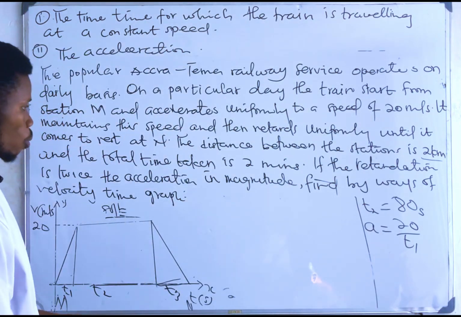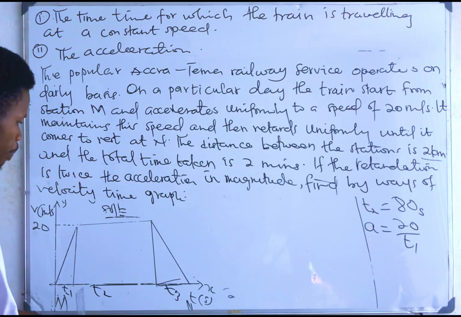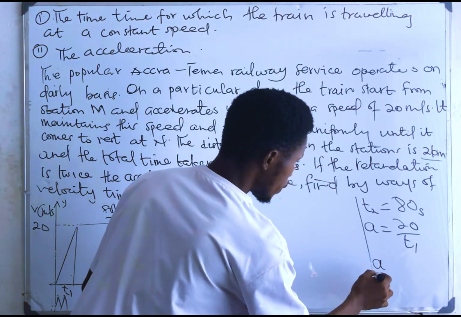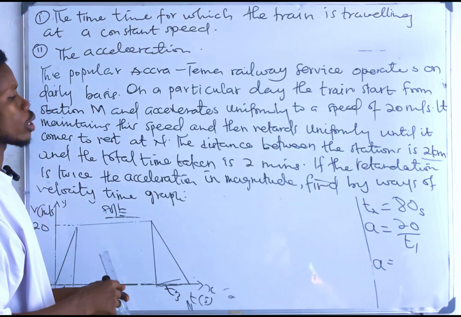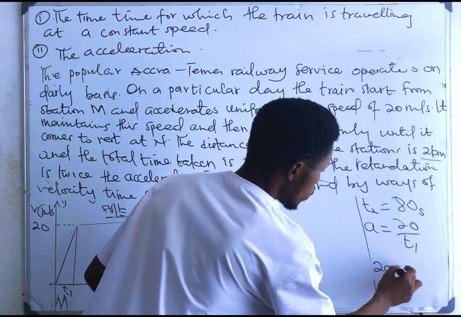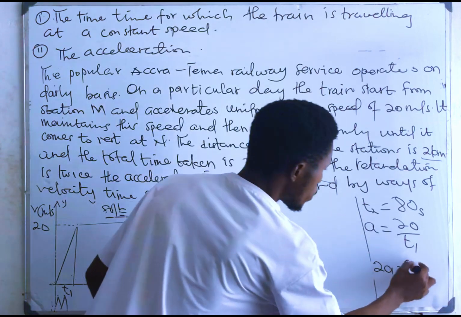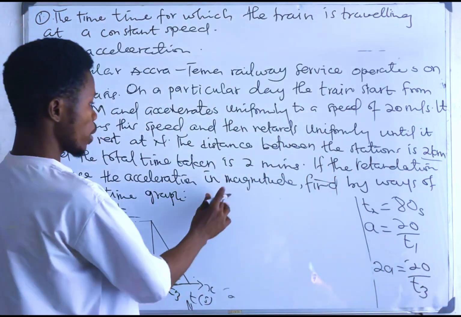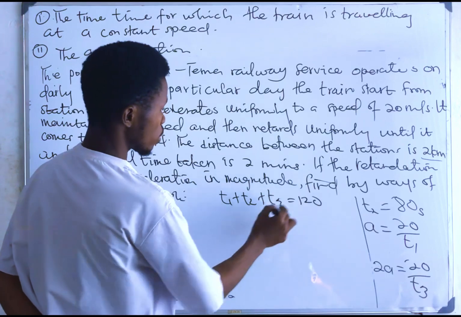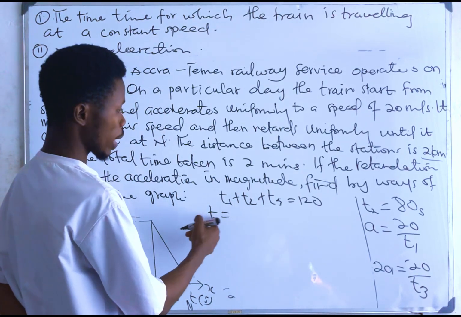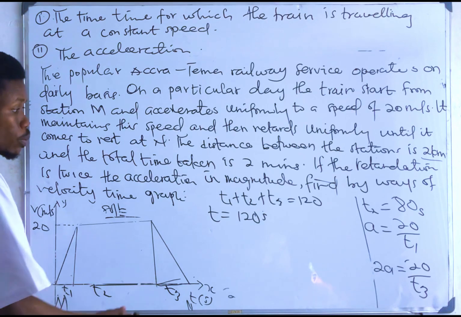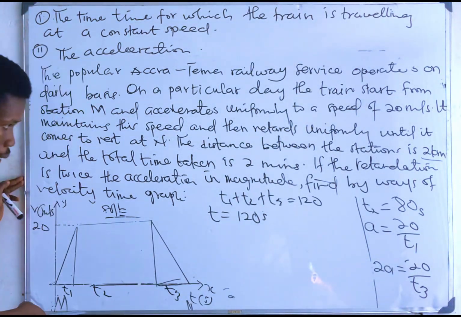So let's see something here. What will be your deceleration? Remember we said that the deceleration is twice the acceleration. So I can write this as 2a, which is equal to 20 over T3. Already I've explained that T1 plus T2 plus T3 equals 120, right? And I'm saying that we should let T be the total time, which is 120 seconds, so that T3 will only represent this one. If not, people will be confused.